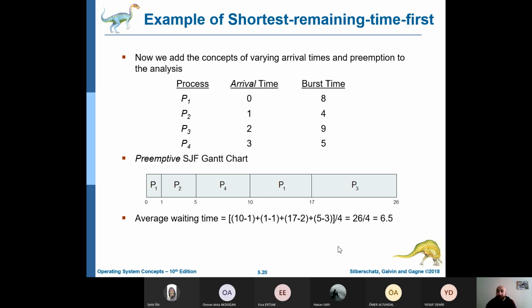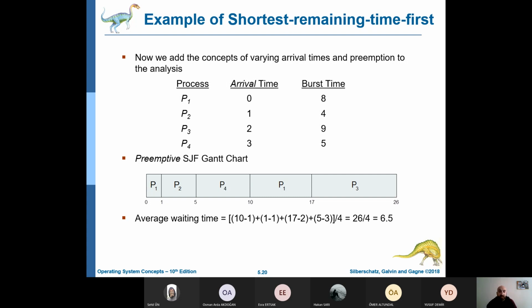So based on that, the average waiting time using the shortest remaining time first scheduling algorithm on this set of processes will be 6.5, as you can see from here. If we use a non-preemptive shortest job first scheduling algorithm, it will result in an average waiting time of 7.75 milliseconds. So the shortest remaining time first algorithm will give us a better average waiting time when we compare it to the non-preemptive shortest job first scheduling algorithm.